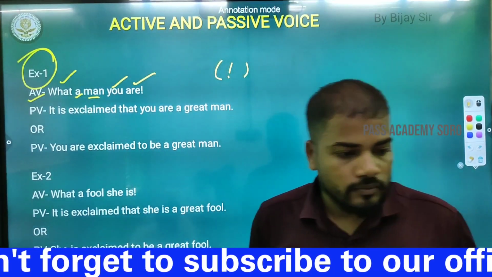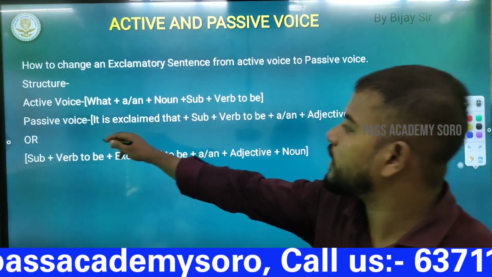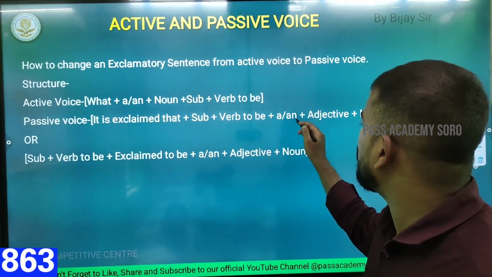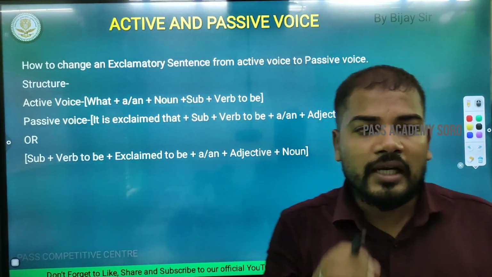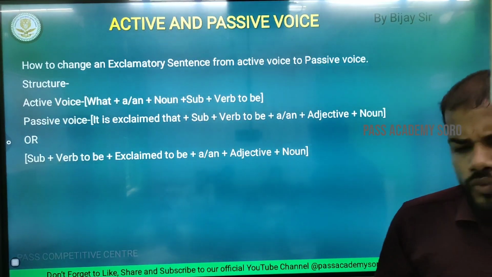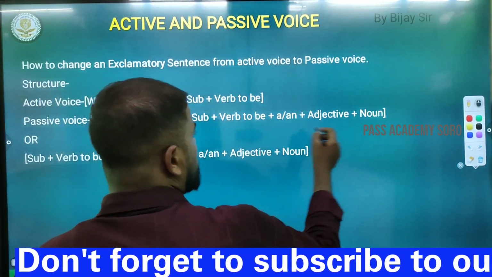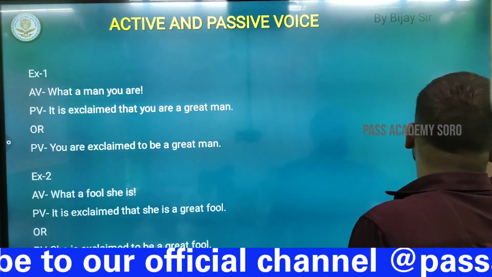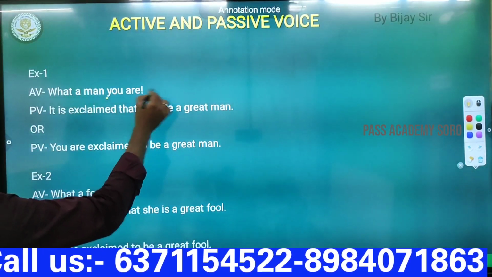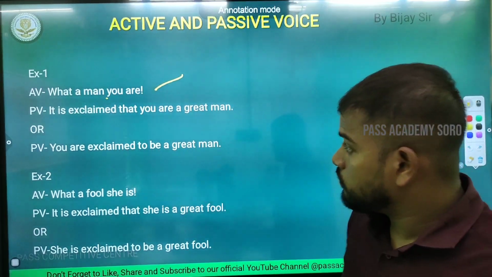So how can we convert it into passive, dear students? According to the rule: it is exclaimed that plus subject plus verb to be plus a or an plus an adjective, which we add according to our mood. We can use any adjective in the passive voice. Now look at the example: "What a man you are." This is in active voice.